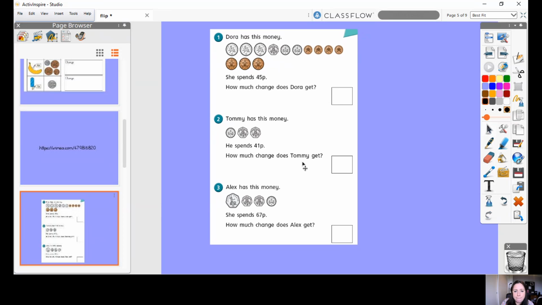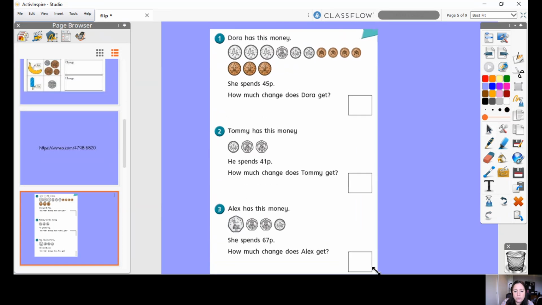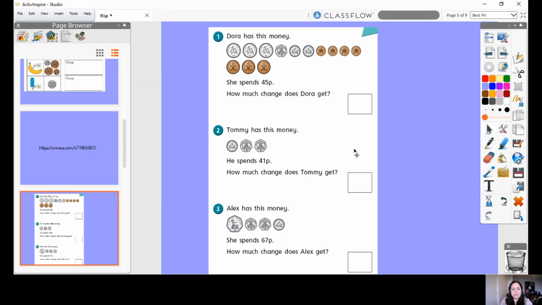Dora has this money. Oh, she's got loads of money there. She must have raided her entire piggy bank. She spends 45 pence. How much change does Dora get? Now, I think the easiest way of doing this one is seeing if you could cross out the 45 pence that Dora has spent. And when you've got rid of that 45 pence, you'll be able to count and see how much money she has got left over, and that will be her change.